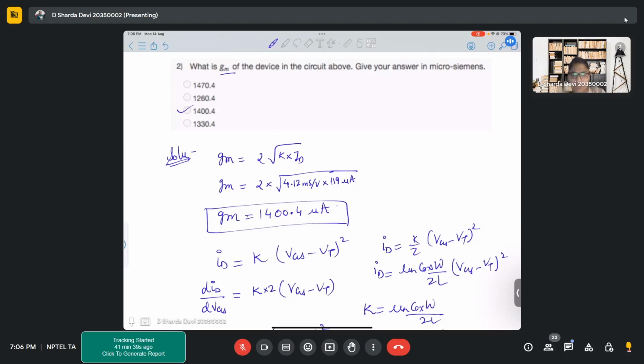Is that what you are trying to say? The options are the same, but the K and ID values are different in our assignment, which will give us a different gm, and it will definitely give a different answer. But that answer is not present in the options. The option set might be the same, but your answer will be different. Here you are getting, let's say, 1400; in your question, the answer can be 1260. That is definitely possible, but that option is not present.